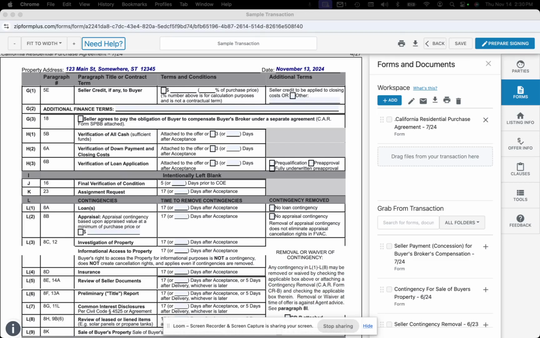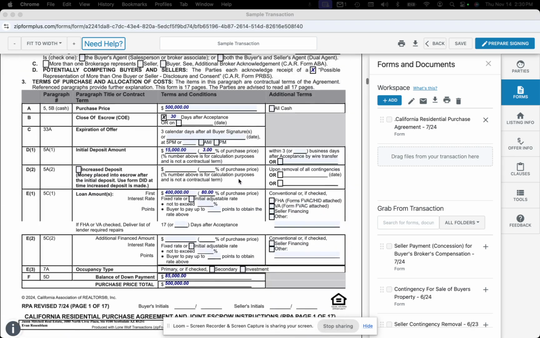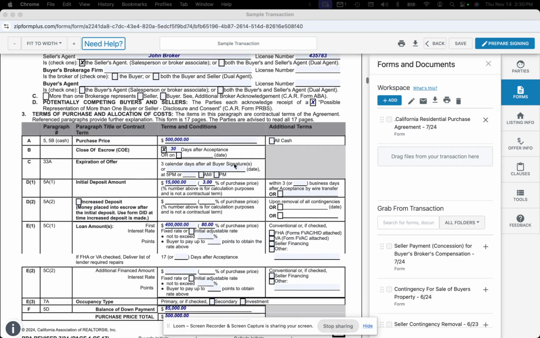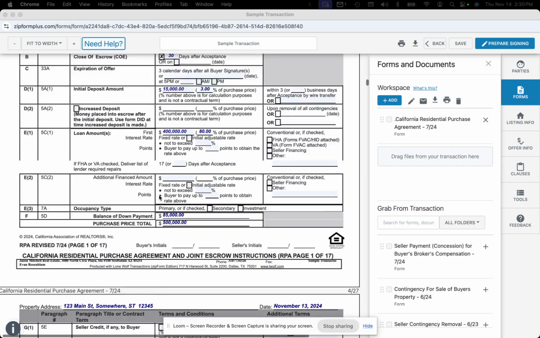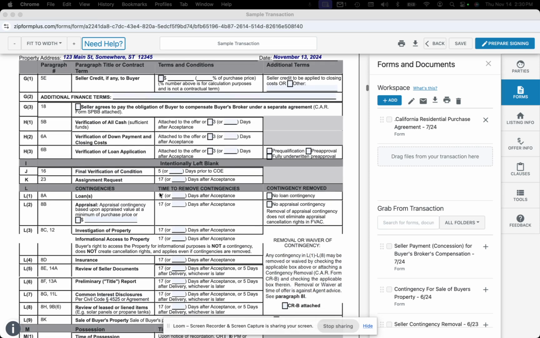Hey team, okay, so we're going to continue on with page 2 of the RPA now. Last time we were talking about how to fill in the first page, which was the offer itself. And now we're going to go on to the terms of the offer on page 2.